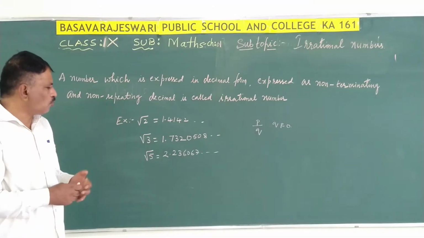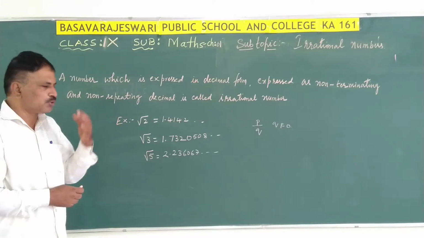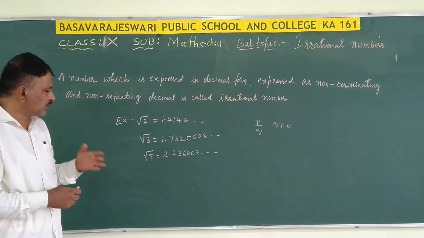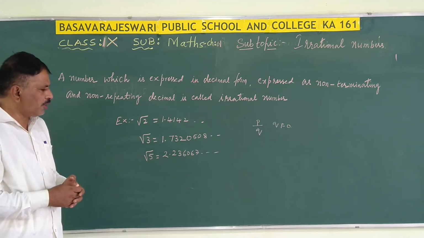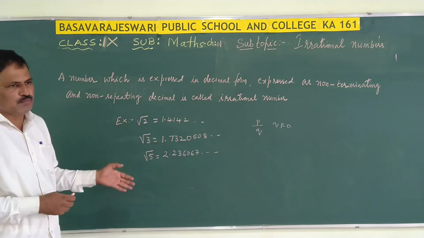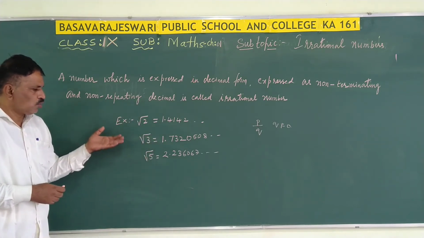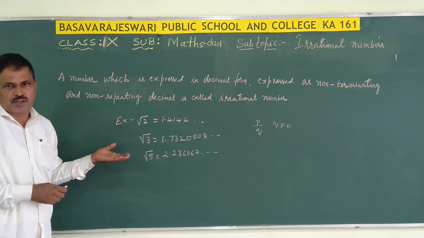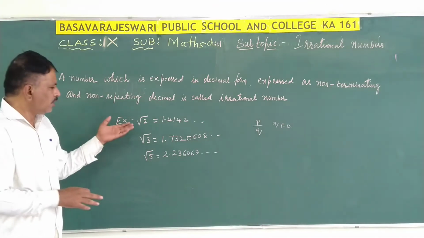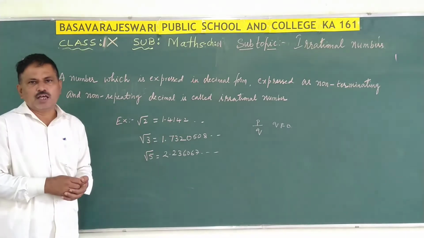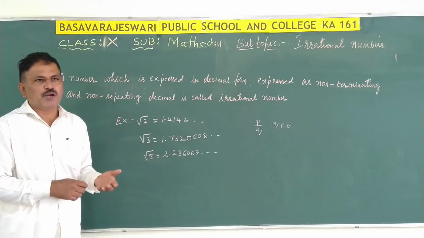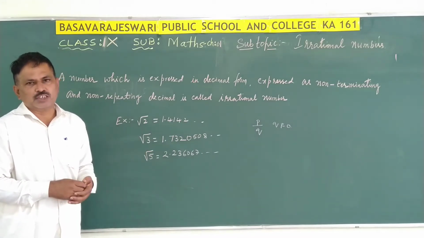For example, root 2 is 1.4142 and it keeps on, and root 3 is 1.73205080 etc. Root 5 is 2.236067 and keeps on. Hence these kinds of numbers like root 2, root 3, root 5, root 7, and root 8 we can take, are called irrational numbers. Root 4 we will not get: root 4 value is 2, and 2 can be written as 2 by 1. It is in the form of a rational number.